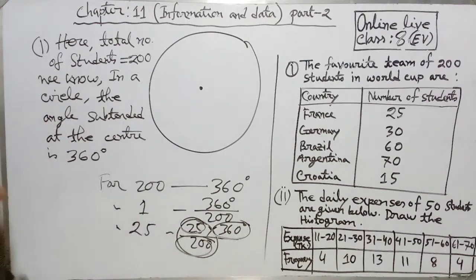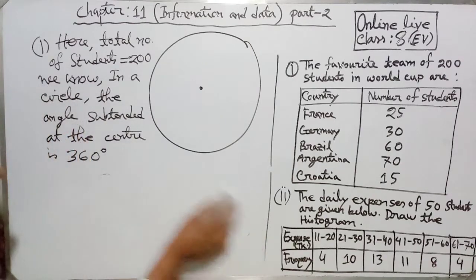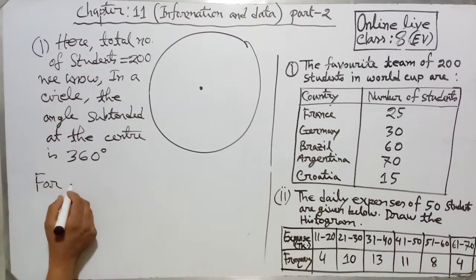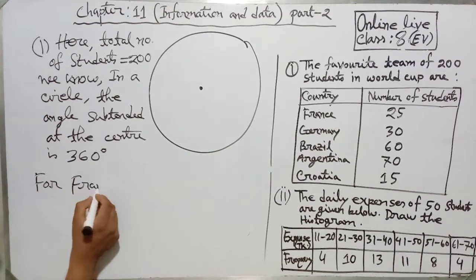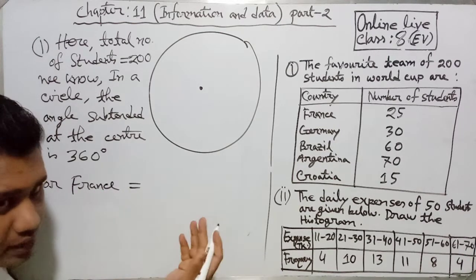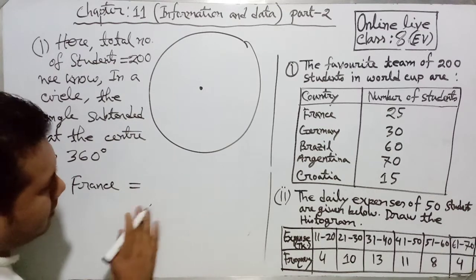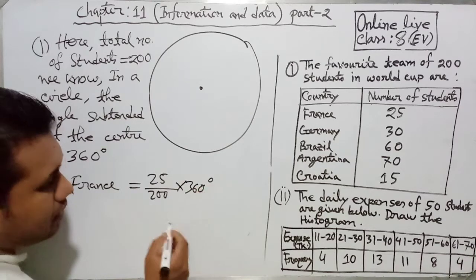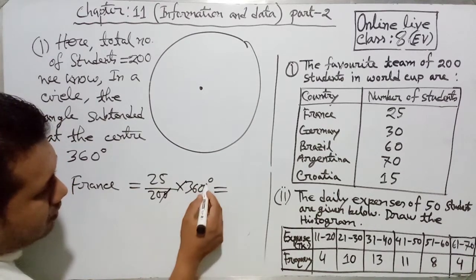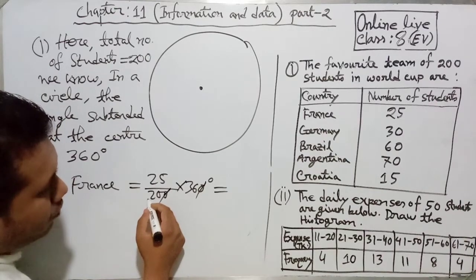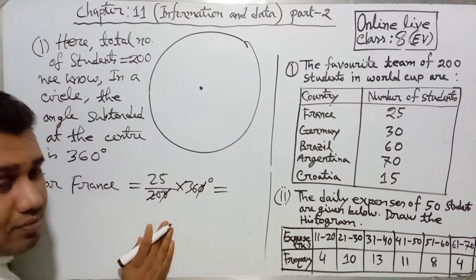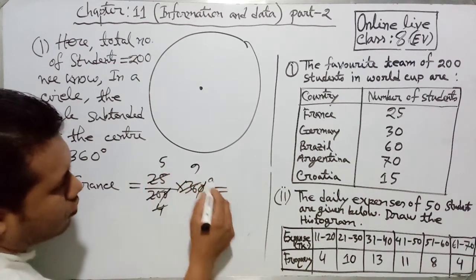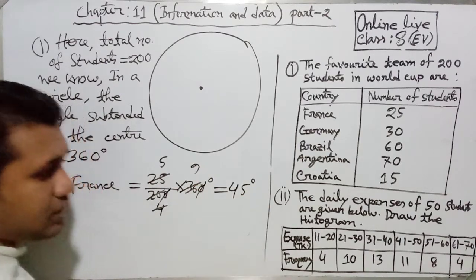We can write directly. How, dear students? Now we can write, suppose for France. In case of France, what will be the answer? It will be 25 divided by 200 times 360 degrees. Now dear students, if we calculate this, and divide by 5, it will be 4 and 5, and if we divide this one, it will be 9. So 5 nines are 45. So we can see it will be 45 degrees.